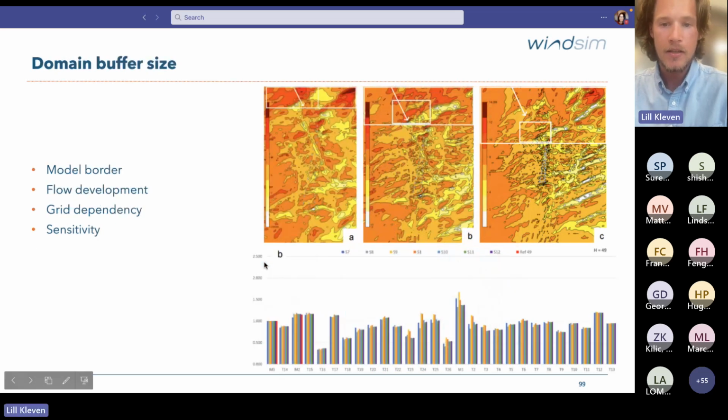The next one is the domain buffer size. This is, of course, an important factor. The domain buffer size is where you place the border on your site, so this will of course vary from site to site, depending on where you would like to position the border. But in this case, I had the 10 kilometer buffer.